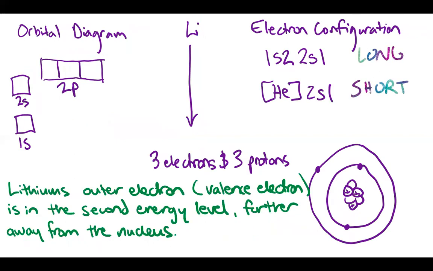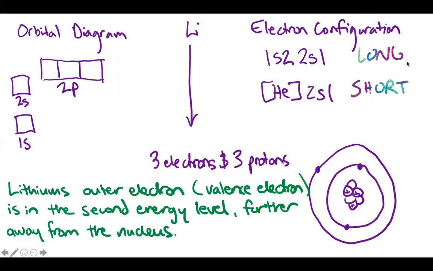Okay, it's your turn. We're going to draw the orbital diagram for lithium. So we have our box for 1s and our box for 2s and our box for 2p. Where do the electrons go? You're going to want to put one electron here pointing up, another electron here pointing down, and then our third electron is going to go into the 2s box. So our electron configuration is 1s2, 2s1.